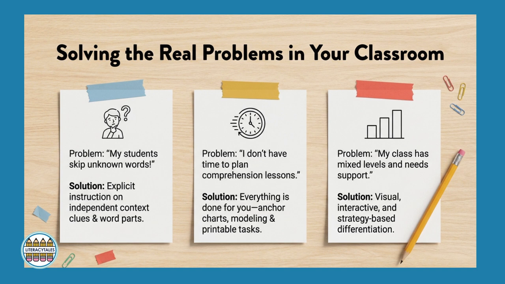For example, how do I teach my students specifically that they skip unknown words? We're going to go into that, how to plan, and how to really support each learner in our classroom. We're going to go through this powerful four-part strategy to teach students to be word detectives by hunting for context clues, breaking down word parts, spotting synonyms and antonyms, and engaging in a focused close reading.